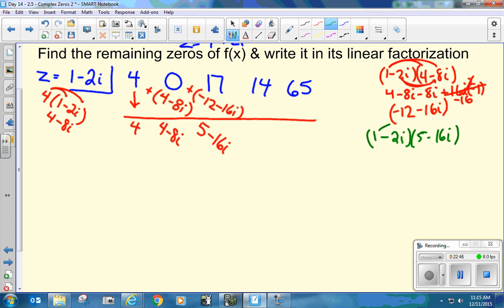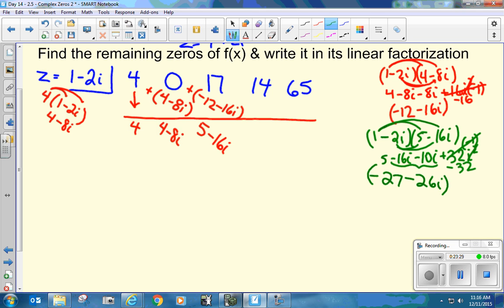Okay? And we got 1 times 5 is 5. A negative 16i. A negative 10i. And what is negative 2i times negative 16i? You get a positive 32i squared. And i squared becomes negative 1, which means what is negative 1 times 32? Negative 32. So I combine 5 minus 32, 27. And then when I combine my middle terms, I got negative 26i.